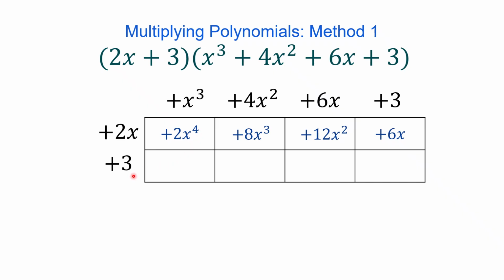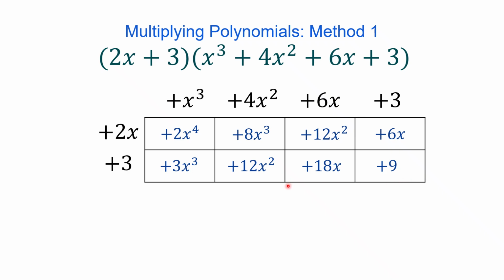In this row, we're going to multiply everything on the top with 3. So 3 times x to the third gives me 3x to the third. 3 times 4x to the second gives me 12x to the second. 3 times 6x gives me 18x. And 3 times 3 gives me 9.